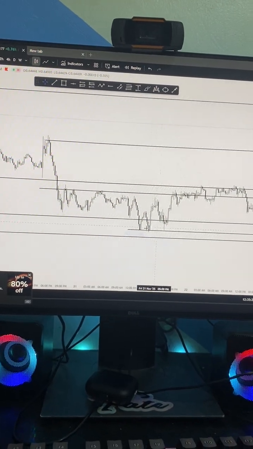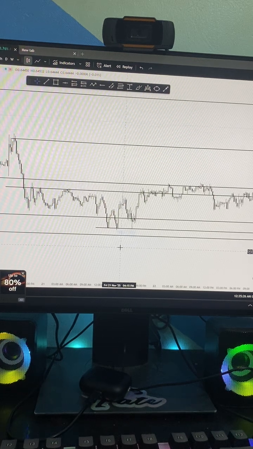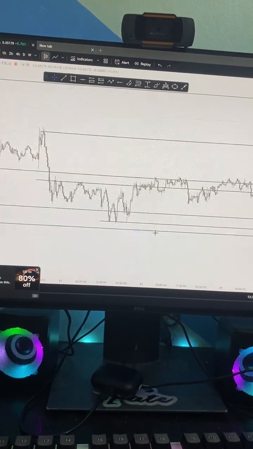So yeah, right here you can see the market is losing momentum. That means it's going to reverse from here. You can see that obviously. So now you need to look for a confirmation to buy. Let's go to a higher time frame.